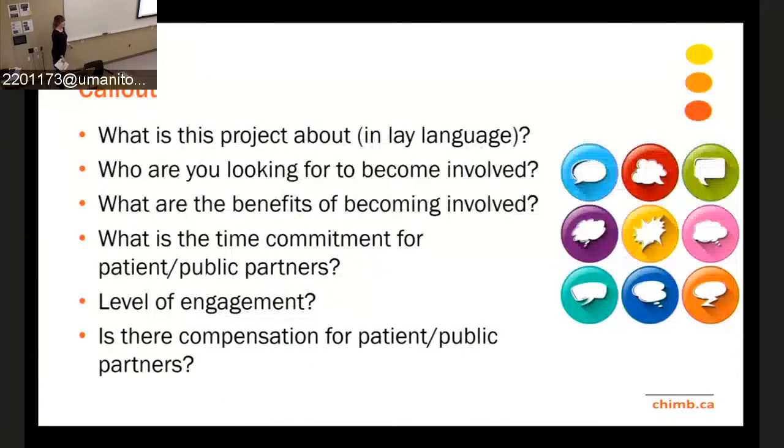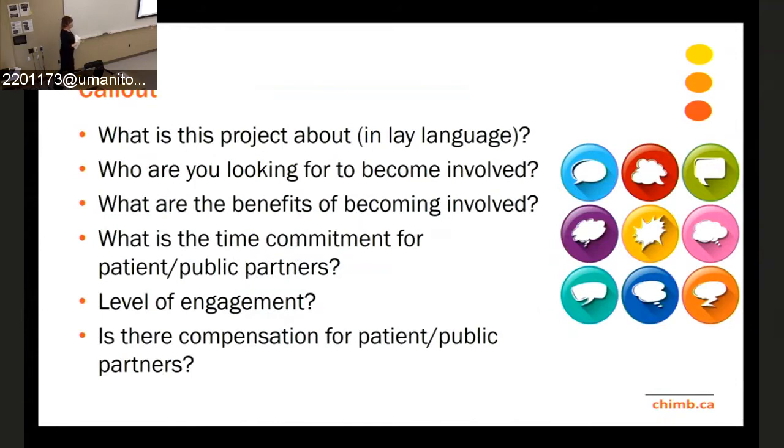So oftentimes when people say, can you do a call out to, so I have different advisory groups that I'm in touch with and different people, can you do a call out to your people and see if anyone's interested? Here's some of the stuff that I'm going to ask to get before I do that. What's the project about in lay language? Who are you looking to become involved with, right? So specifics, if it's women between the ages of 15, let me know specifics about who you're looking for.